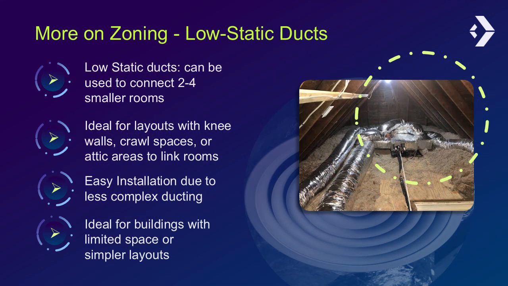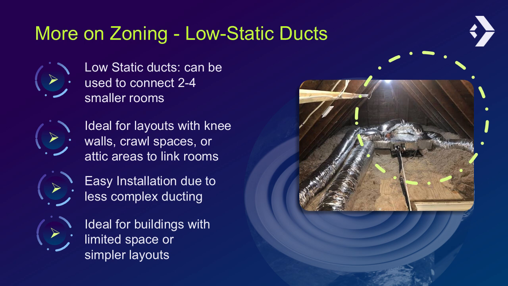Also with zoning, low static pressure air handlers and ducts, sometimes called compact ducts or ducted mini-splits, can be used with certain layouts to connect 2 to 4 smaller rooms, rather than using ductless heads in each. If you have a good knee wall area, crawl space, or attic area to connect the rooms, the total project costs might be much lower.